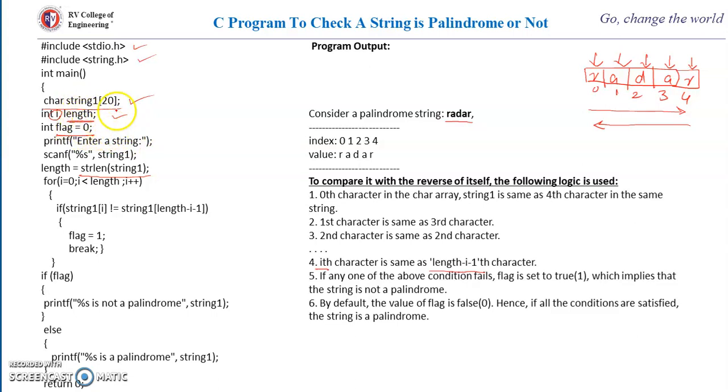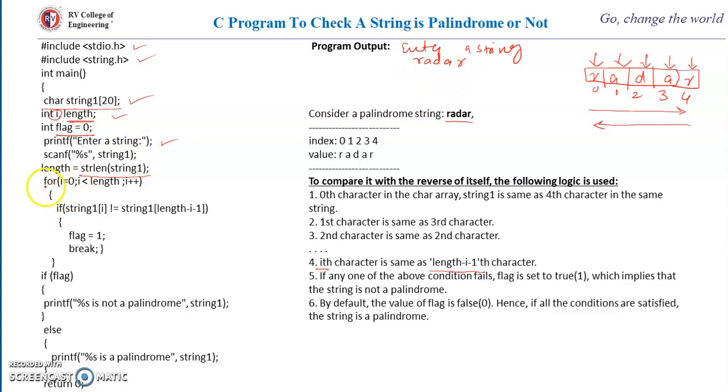So these are the different variables, and then "Enter a string". This is the text message that will be printed on the screen, as it is. Then we have written the scanf function to take the input from the user. So suppose we enter radar.